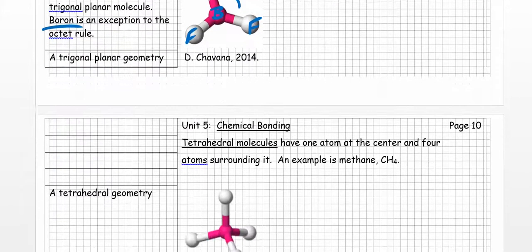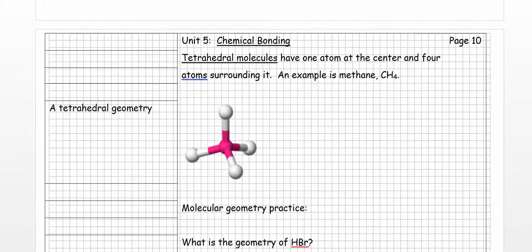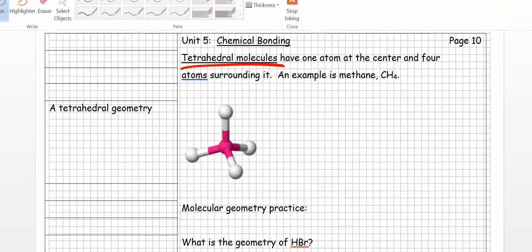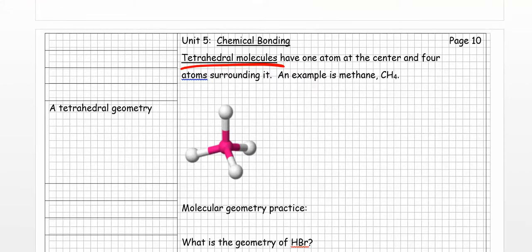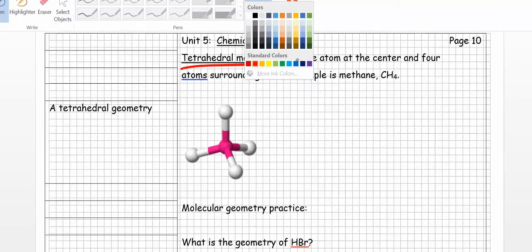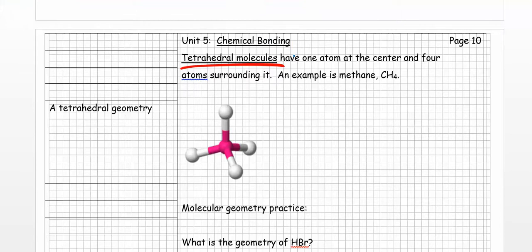Let's move on. Another important molecular geometry would be this one right here. Tetrahedral molecules. What does tetra mean? It means 4. So we have one thing in the middle and we have 4 things surrounding it. We have 1 atom in the center and 4 atoms around it. An example might be CH4. So we have carbon right here, just like that. We have a hydrogen here, a hydrogen here, a hydrogen here, and a hydrogen just like that.